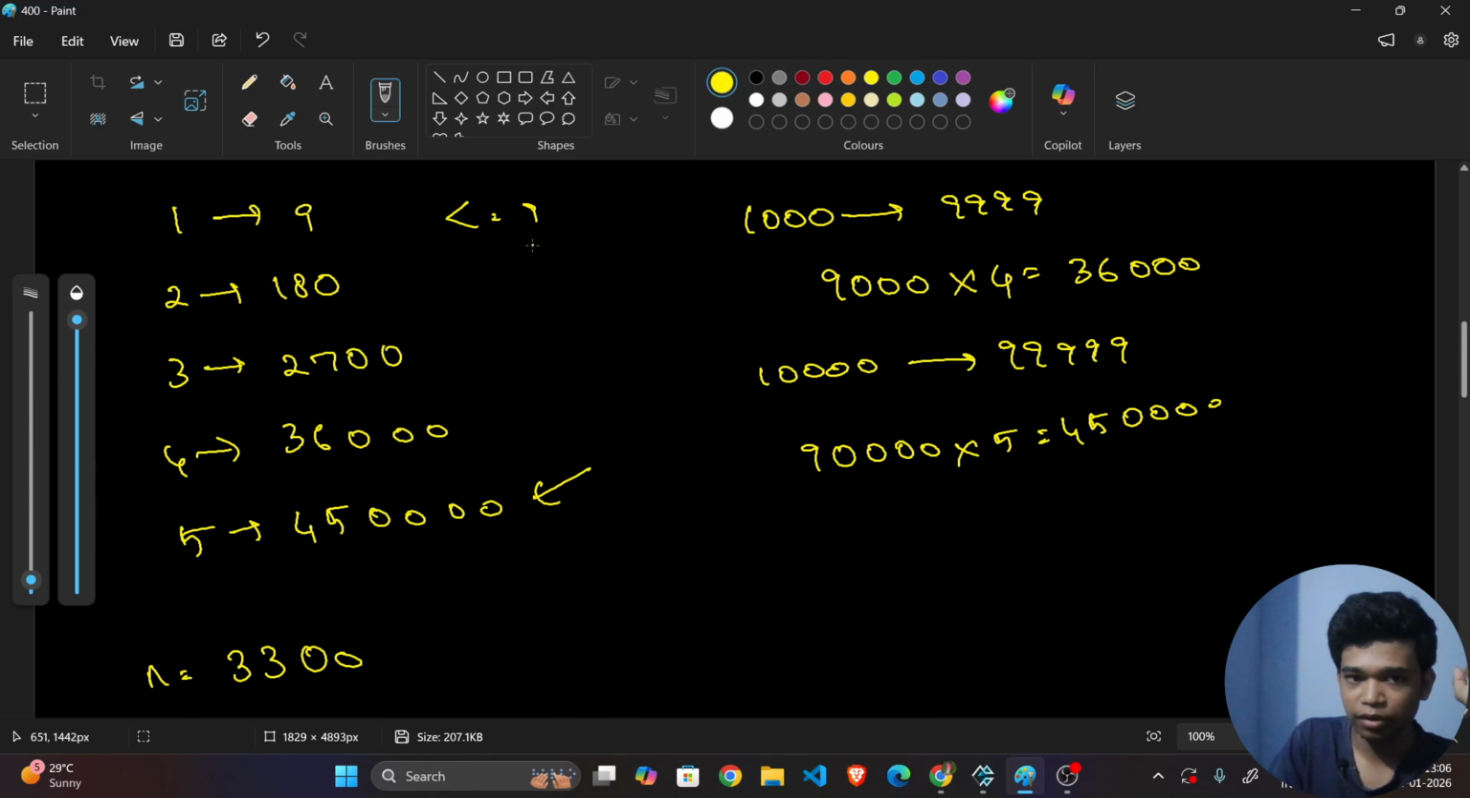For a one-digit number. For a two-digit number, what should it be? It should be less than or equal to 189, or 190. Can you understand this? Okay. For a 3-digit number, what should it be? It should be less than or equal to 2. Just add these three things.